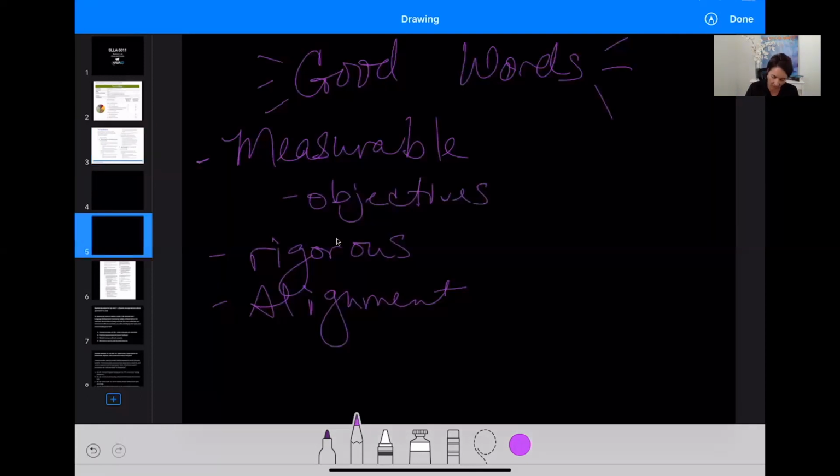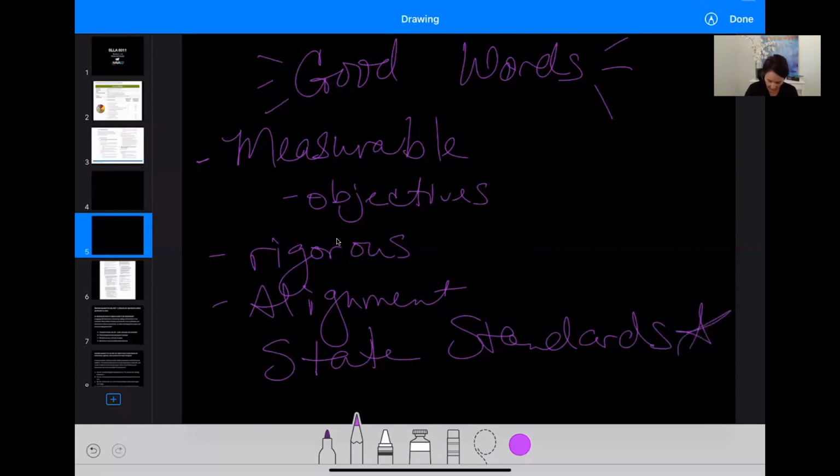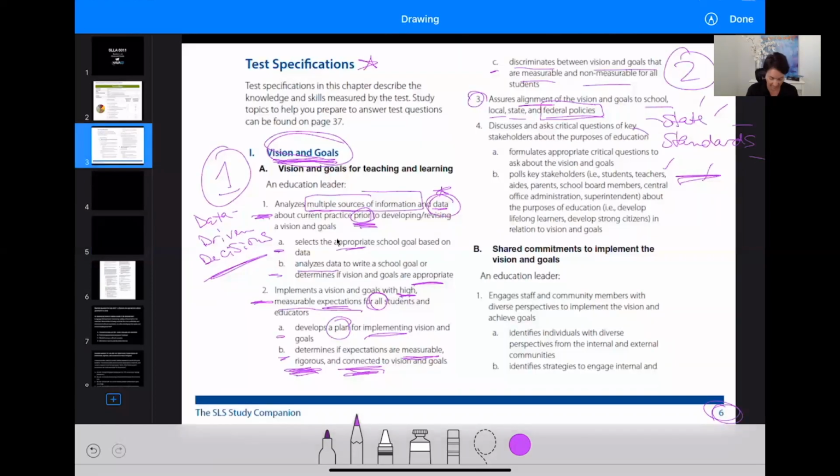So I'm going to make sure that on my good words list, I have state standards. State standards are very, very important. If you see the term state standards or alignment to state standards in an answer choice, it's probably the correct answer.